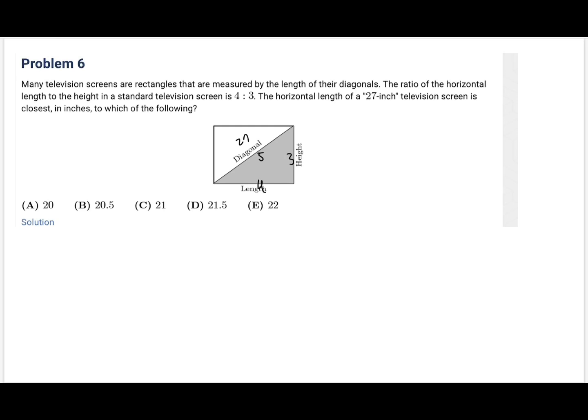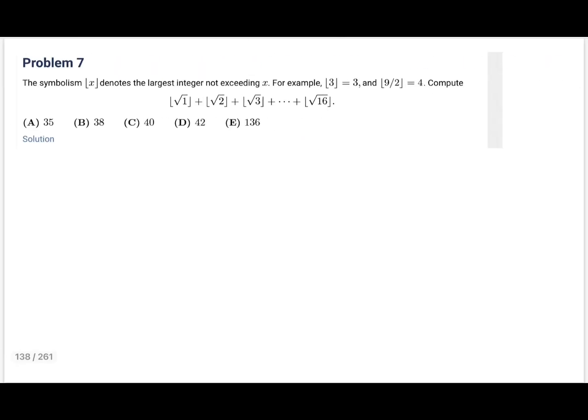So the horizontal length is 27 times 4 over 5, which is 108 over 5, which is 21.6. So it's D, because it says it's closest to which of the following. So it's D. Number 7, the symbolism floor of x denotes the largest integer not exceeding x.